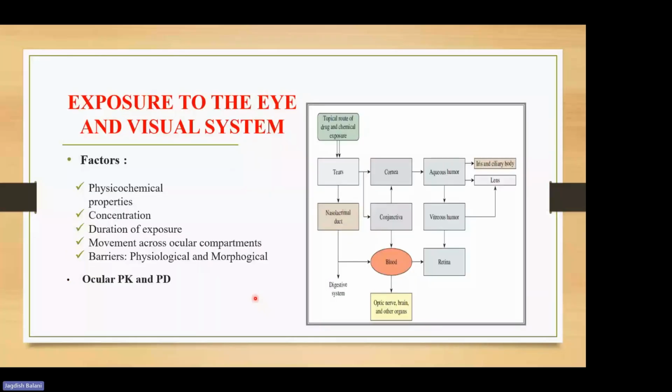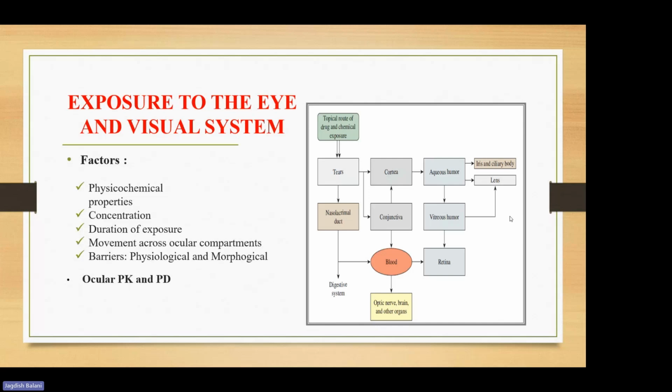So whatever compounds or toxicants get exposure, whether chemical or systemic drug, can affect all parts of the eye wherever they reach, and may create a desirable or undesirable effect. But the eye itself has a protective mechanism, a protective anatomy, and also some barriers which protect the eye from being affected by toxic responses.